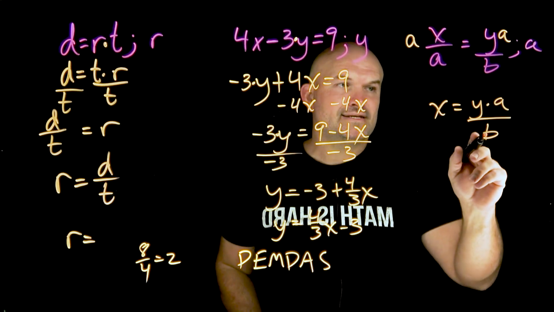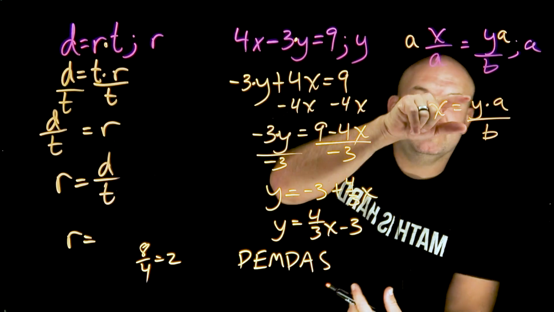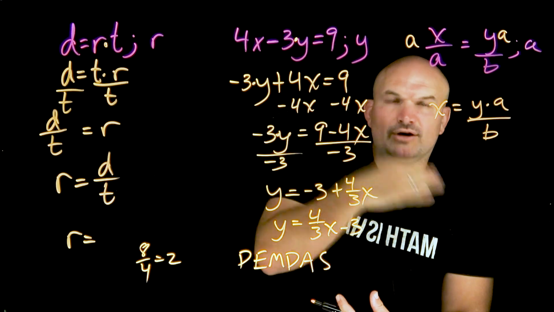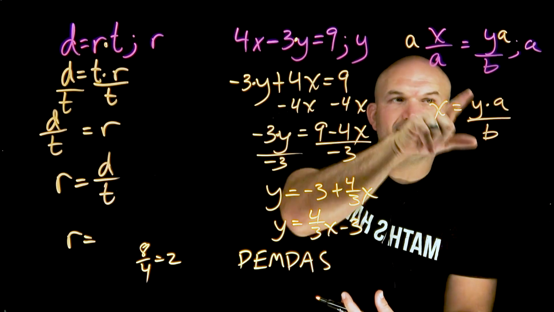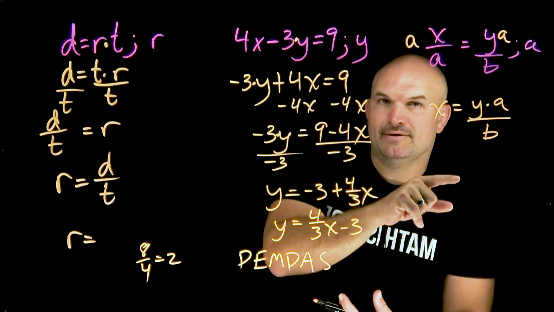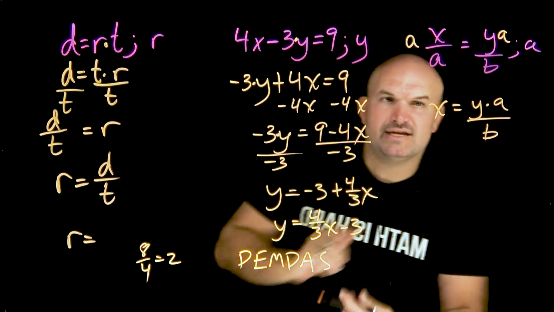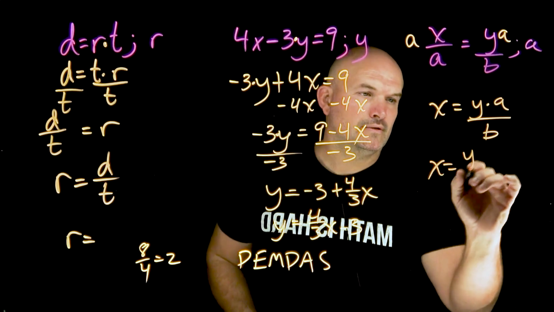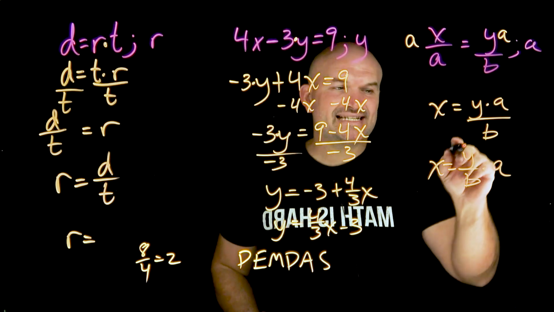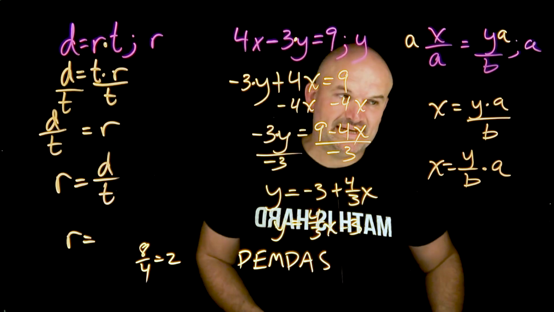Now I can rewrite this, right? The difference here is y times a divided by b. We don't have the distributive property here. b is not divided into the y and divided by the a. So what I can do is rearrange this so it looks like this. So x is going to equal a y over b times a.